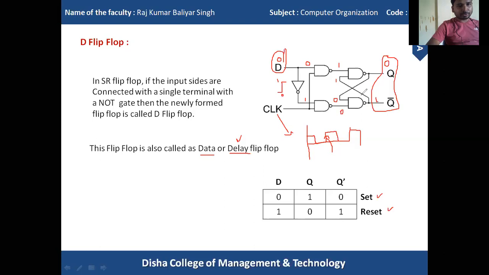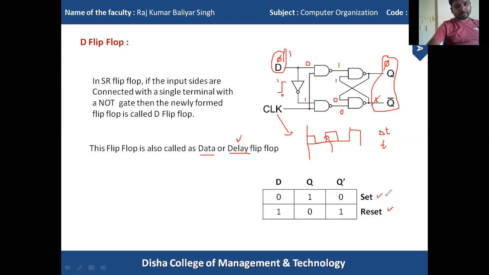At the falling edge also, it will not change, because we are not providing any input at the input side. So that is called delay. It will delay for some time. That time may be delta t, or the time may be t, one clock cycle. The t is called one clock cycle. So if we change this input from 0 to 1, we'll get some changes at the output side. So that is called delay flip flop.